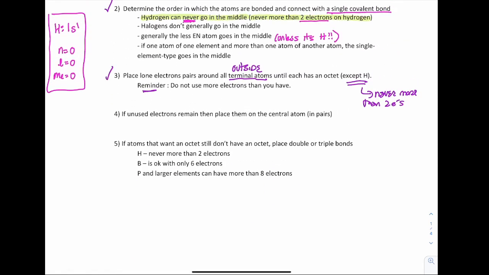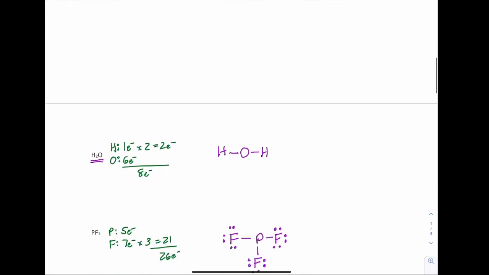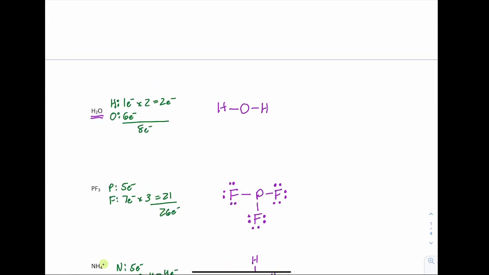It says in step 4, if I have unused electrons, so if I haven't accounted for all of the electrons that we determined in step 1, I'm going to put them on the central atom, the one in the middle. And then again in pairs, I'm not going to have lone electrons. So if I look at water here, I have 4 electrons total in what I've drawn already, 2 there and 2 there. I need 8. So I do have 4 electrons left over, 4 that are unaccounted for. So I am going to put those on oxygen as pairs.